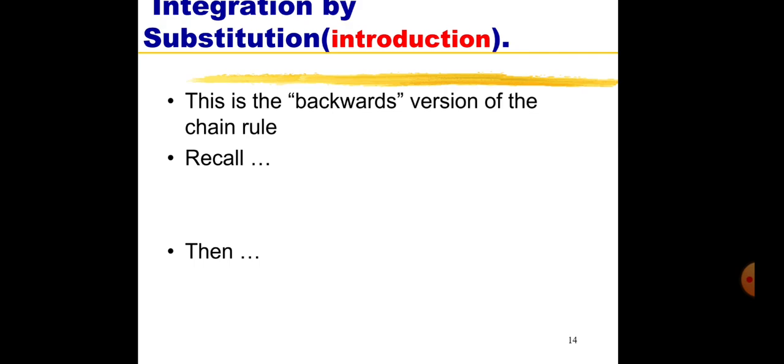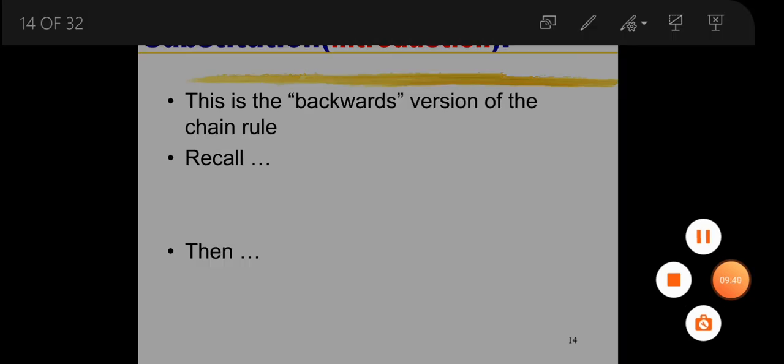And we have another method to solve integration, like substitution, which will be discussed in the next part of this lecture.